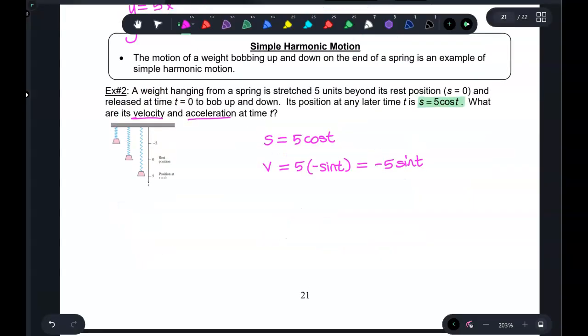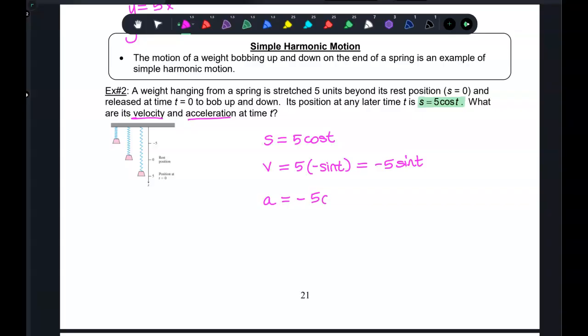Now, how about acceleration? Again, nothing happens with the negative 5. It's still there. Now we just have to do the derivative of sine, which is cosine. And it just says at any time, so we don't have to plug anything in. Good?